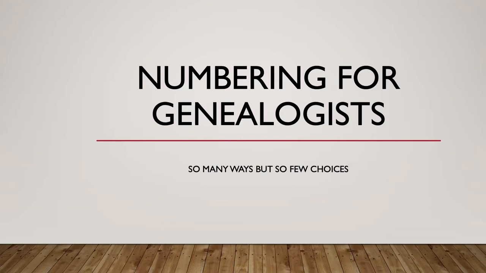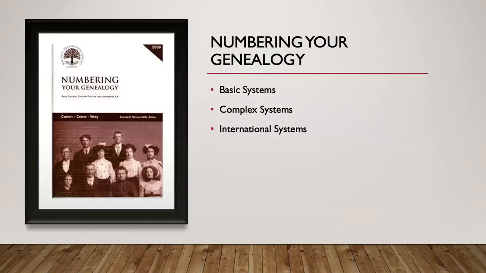So there are a couple of books out there that are going to help you deal with numbering, and probably one of the most important ones is Numbering Your Genealogy. It's a publication of the National Genealogical Society. It's rather inexpensive, and it's in my top 10 list for books that you should have as a genealogist. It will deal with basic systems, and it will deal with the complex systems and international systems that we're not going to talk about today, but I hope to talk about in the future. So this is my number one.